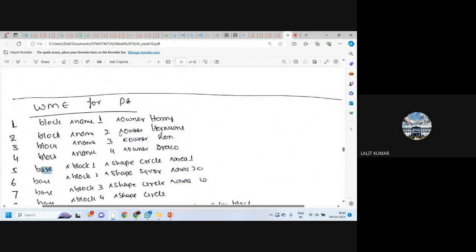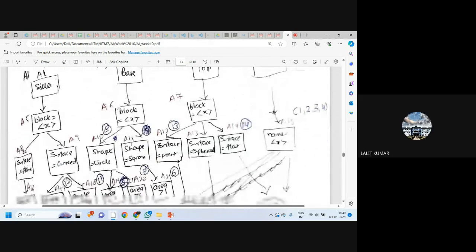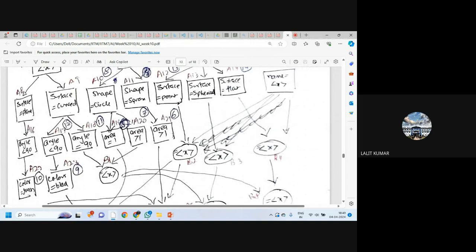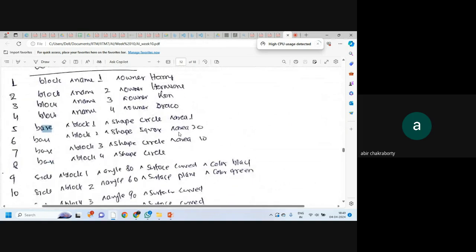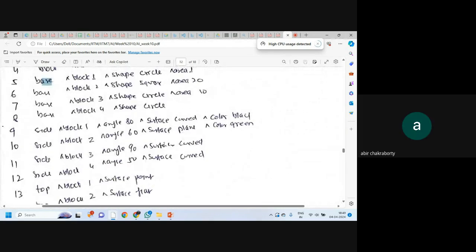Now you see WME6. It is the same, but the shape is square and area is 20. So A20, it comes here, and it comes again here. Area is greater than, and it is a square. So it will come to A21. Correct. Okay, A21. So now 7 will sit here, A20. Similarly, now we come to 9, side block 1.